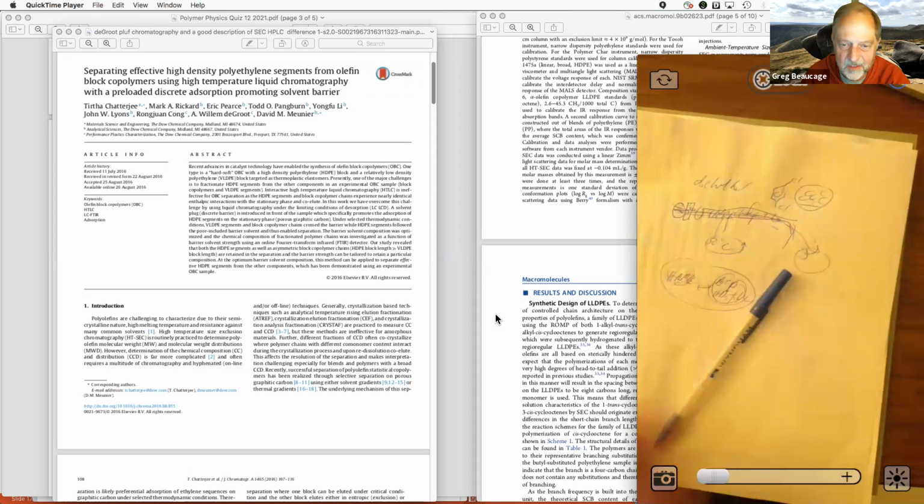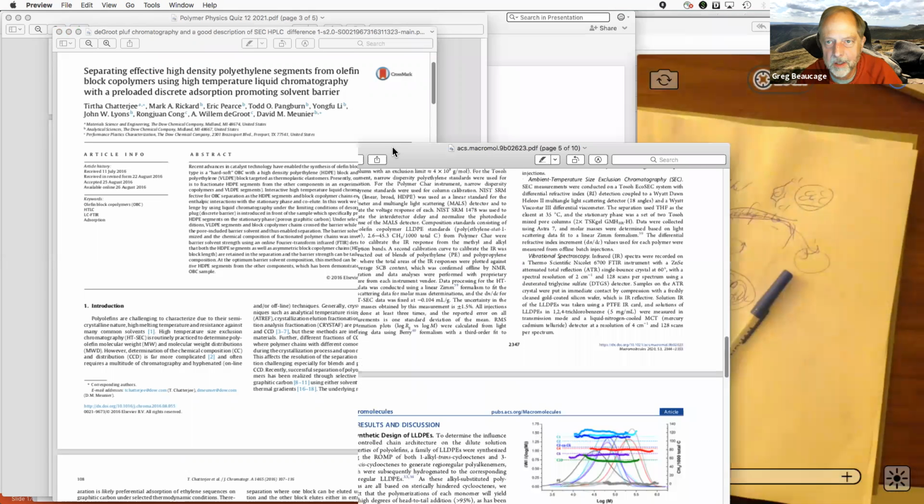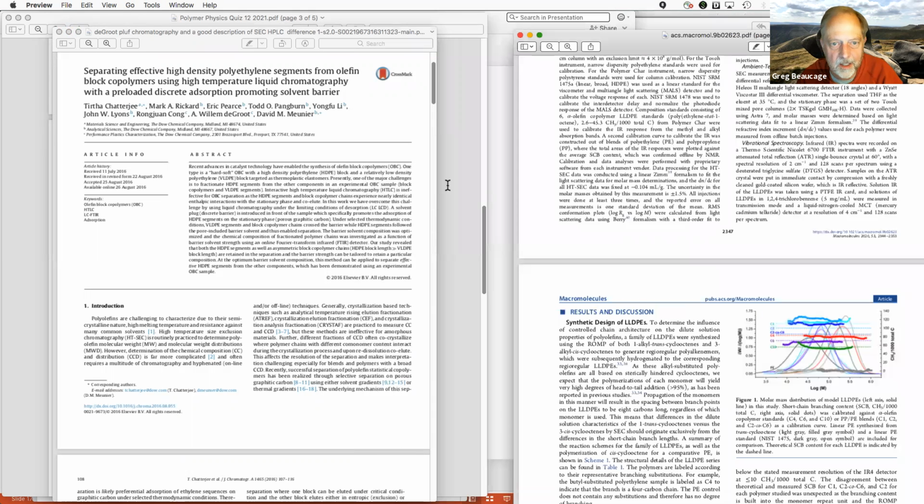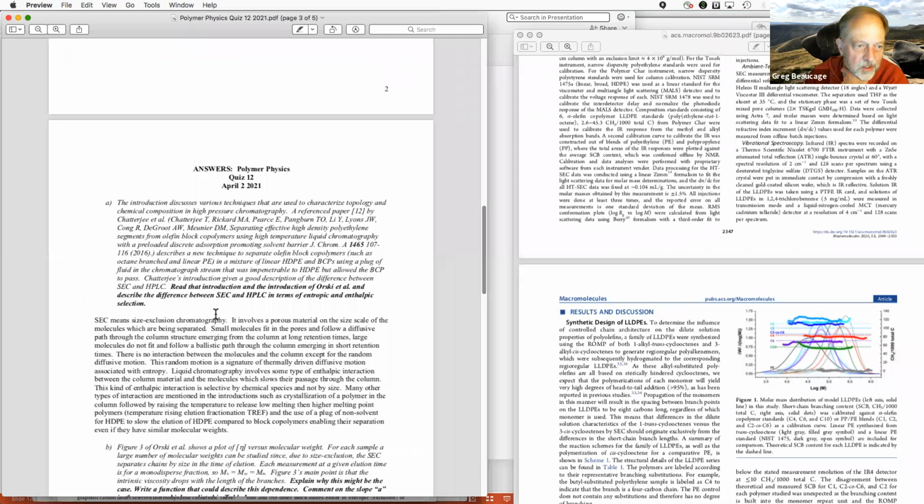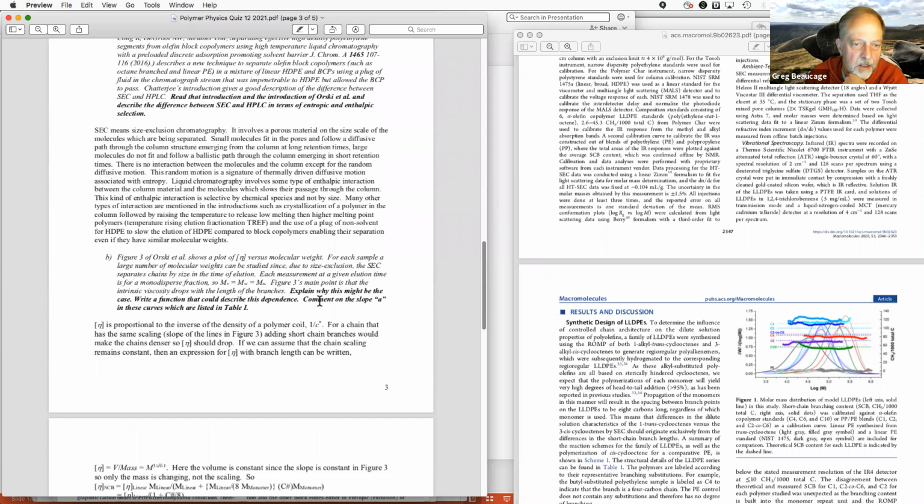She mentions that, and they mention that in this paper. Right, so there's a lot about chromatography here. I just thought you'd look at that while we're looking at this paper. So that's the first question: just say something about chromatography. Then explain why this might be the case.